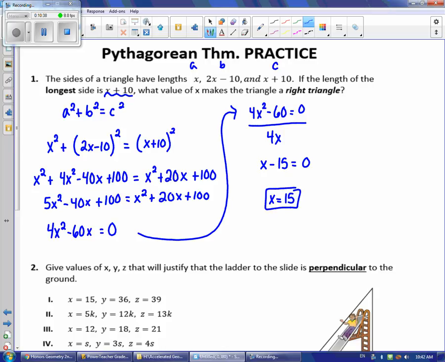So if x were 15, that would make those expressions lengths of a right triangle. And if I check my work, my sides will be 15. 2 times 15 is 30 minus 10, so I'll get 20. And 15 plus 10 is 25. So those would be my sides of my triangle. And if you put this into a ratio, 15, 20, and 25 are all divisible by 5. They would reduce to a 3 to 4 to 5 ratio. So they are a Pythagorean triple.